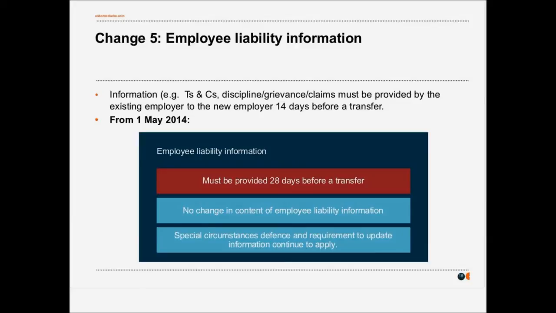So under the old law, all that information needed to be made available by the existing employer to the potential new employer 14 days before a transfer. So the changes which are operative from the 1st of May this year are that there still must be that same provision of information, but it must now be provided slightly earlier in the process, so 28 days before a transfer rather than 14 under the old law.